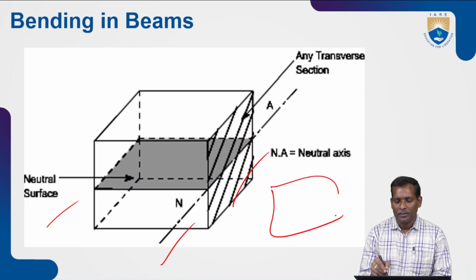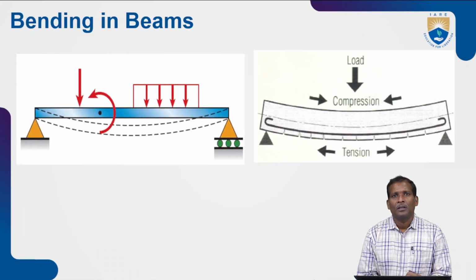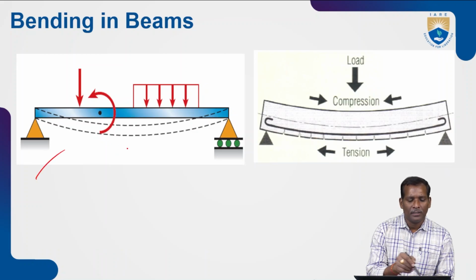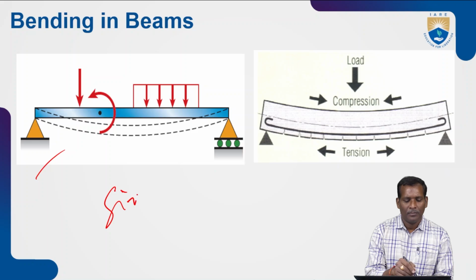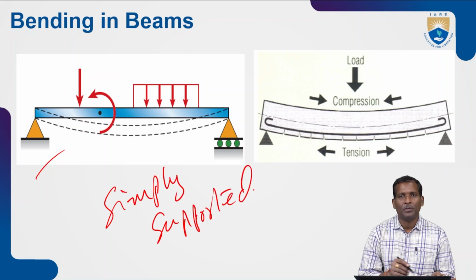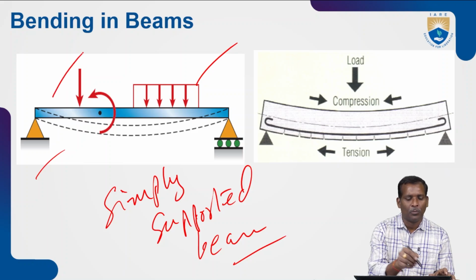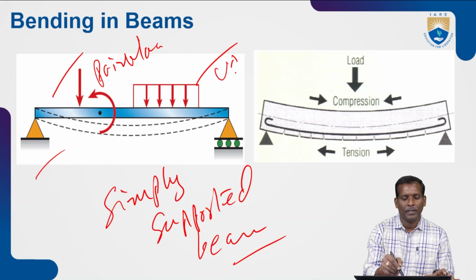So you can see in this surface, you can mark it like this, A, B, C, D. So the bending in beams, as clearly mentioned here, is a simply supported beam. And a UDL load is also acting here, and the point load. So this is the point load and UDL.